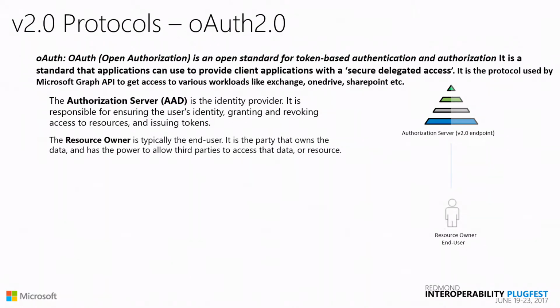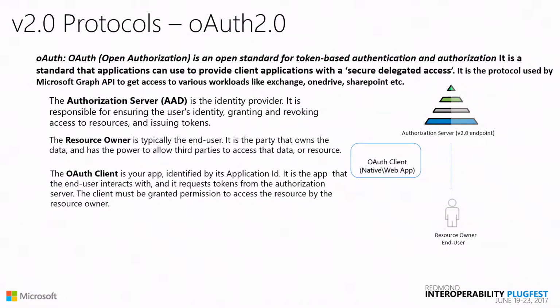Then you have a resource owner, which is typically the end user. It is a party that owns the data and has the power to allow the third party to access the data. Like I can say that, okay, this app with this client ID can only read the data. It cannot write the data, or it can share the data. It can share the file. So this is the resource owner who puts all these restrictions, that what app can access what data on my end.